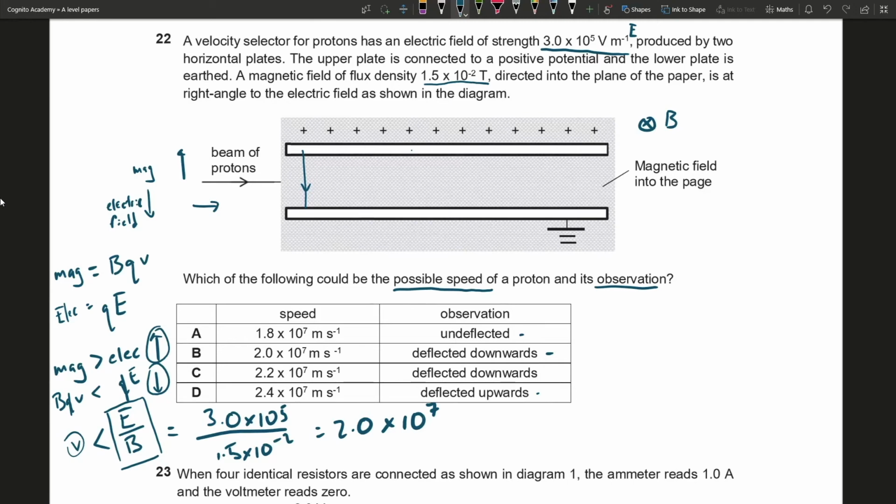Option A, 1.8, is less than this, so it cannot be undeflected. If it's less than this, it should be deflected downwards. B is equal to this, so it should be undeflected, but it says deflected downwards, so B is wrong. C is greater than this, so it should be deflected upwards, but the option says deflected downwards, so C is wrong as well. D is greater than 2.0 times 10 to the power of 7, and it says deflected upwards. That is correct, so our answer here is D.